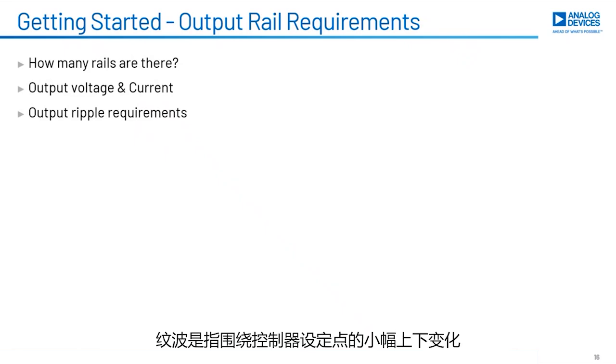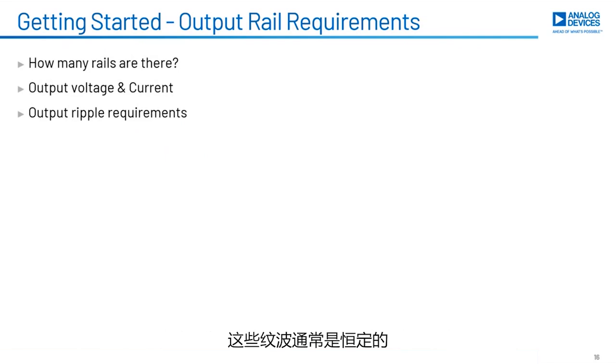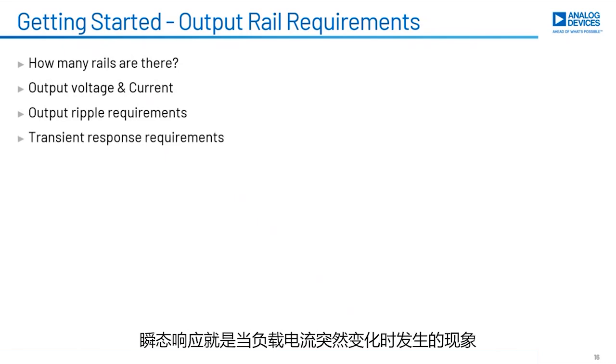So the ripple is a small up and down variation around the regulator's set point. And these are generally constant. They're just steady state little sinusoidal ripple that'll show up on an output rail. But there's also something called transient response. So the transient response is what happens when the load current changes suddenly.